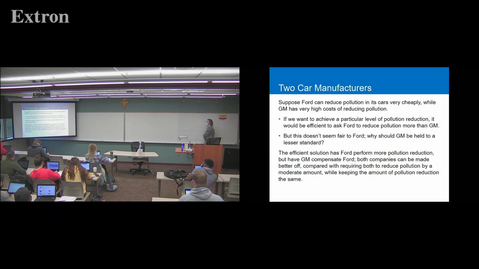Let's look at an example. Suppose Ford can reduce the pollution in its cars very cheaply. They have pretty inefficient cars that are emitting a lot of pollution. But GM has very high costs of reducing pollution, because their cars are much more efficient already to begin with, so it will cost more and more to reduce pollution. So we want to achieve a certain level of pollution reduction. Say we want to cut carbon emissions by 10%. It would be more efficient to ask Ford to reduce pollution more than GM, because it's a lot cheaper for Ford to do that than it is for GM.